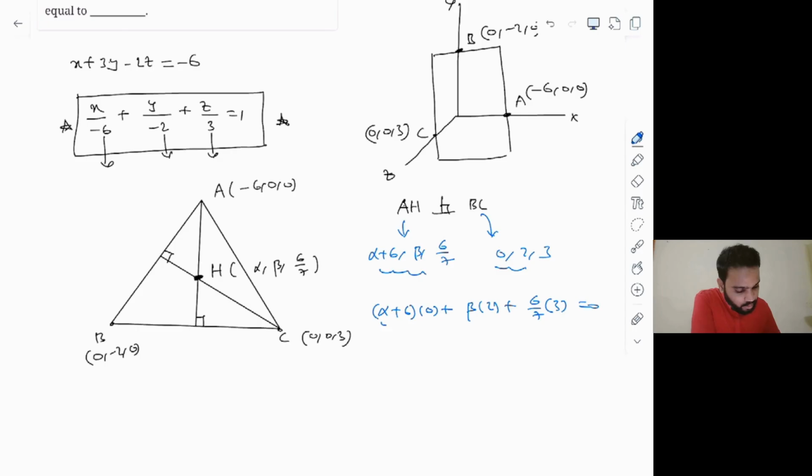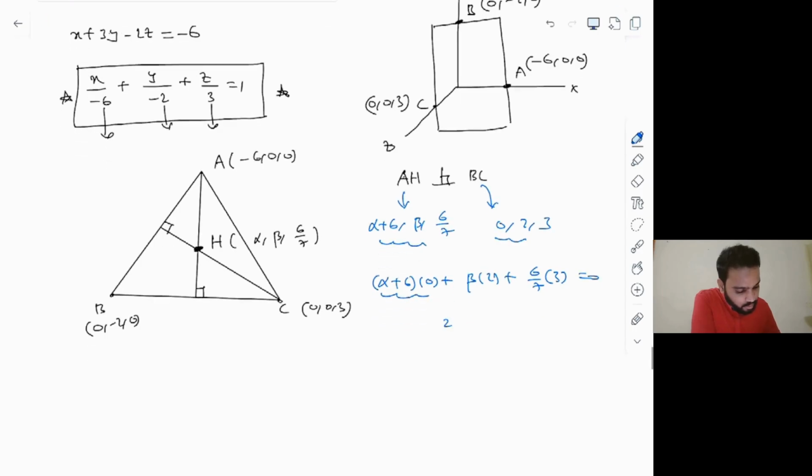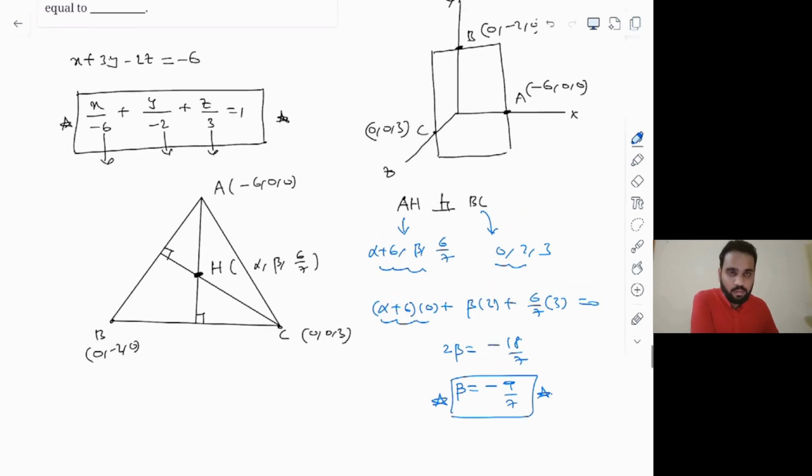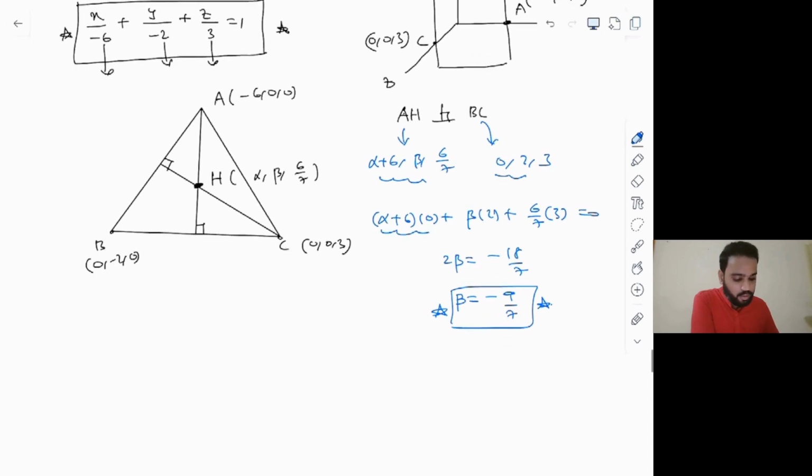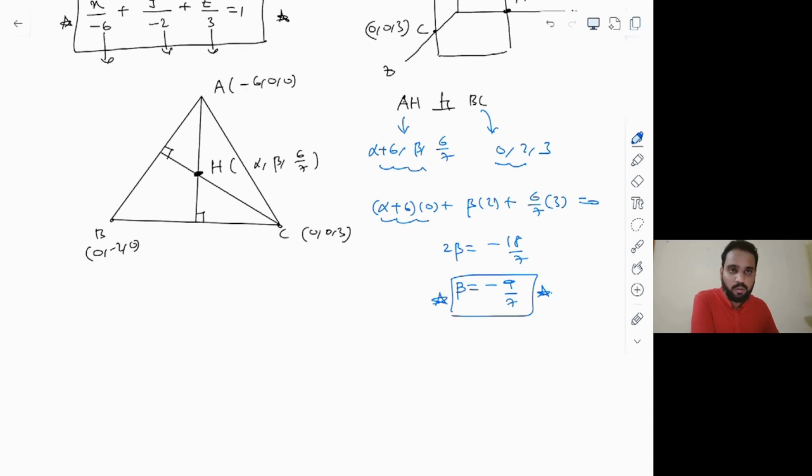So clearly this is 0, and finally we get 2 into beta equals minus 18 divided by 7, which gives the value of beta as minus 9 divided by 7. So you already have the beta value. Next, I think you understood what we are going to do, because we applied AH perpendicular to BC. Now I can do the same thing for one more altitude, which is CH here.